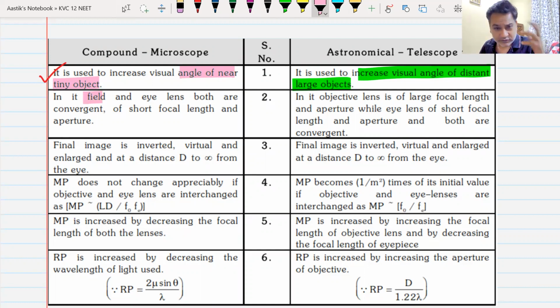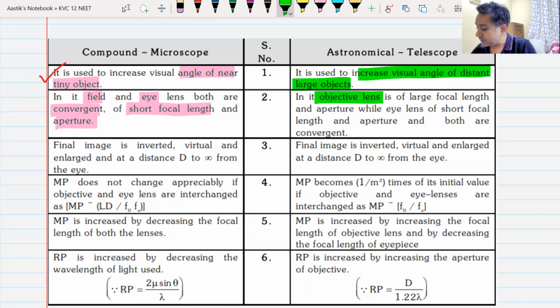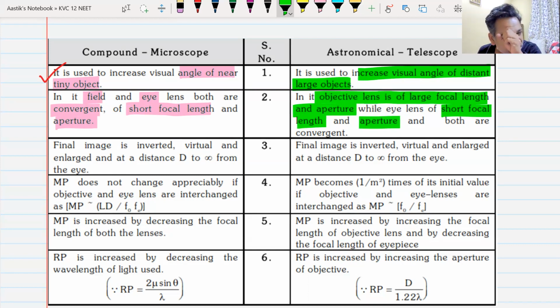Field lens is also known as objective lens. Objective and eyepiece both are convergent convex lenses, with short focal length and short aperture. They are small lenses. Here, the objective is of large focal length and the aperture is bigger in size, while the eyepiece is of short focal length and short aperture. Eyepiece is short, objective is large. You have seen the larger telescopes, they have these big lenses. The bigger the lens, the farther you can see. James Webb telescope and all those things.